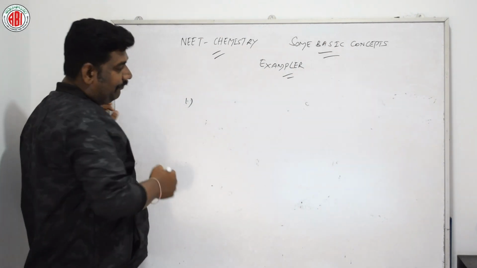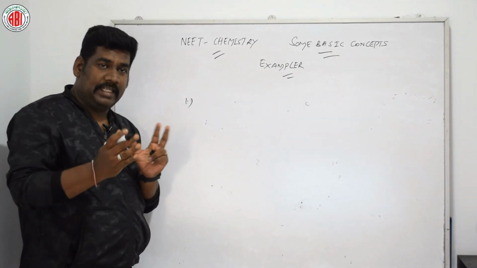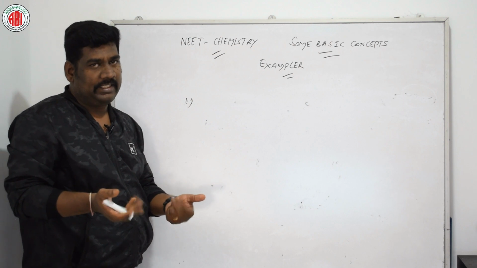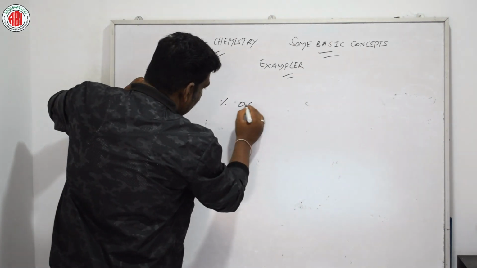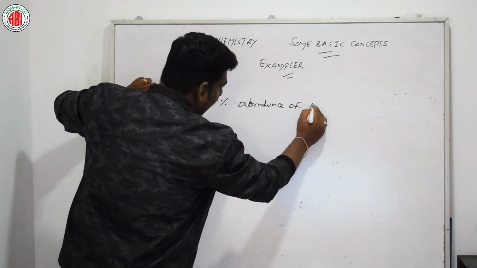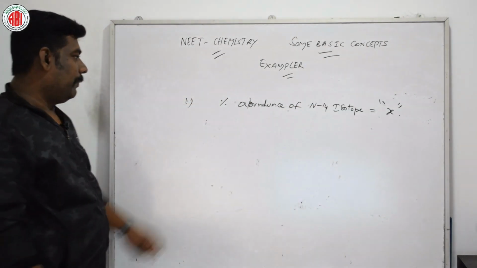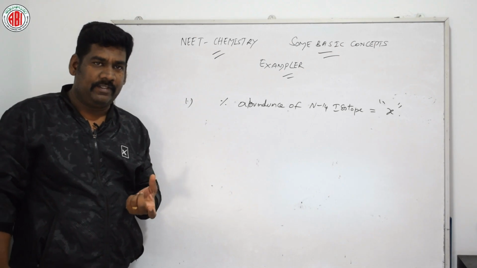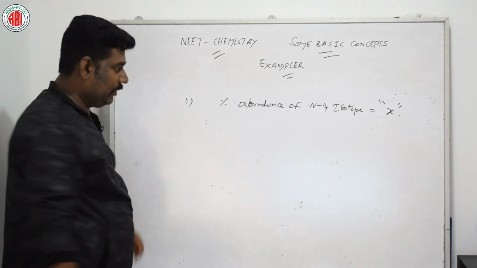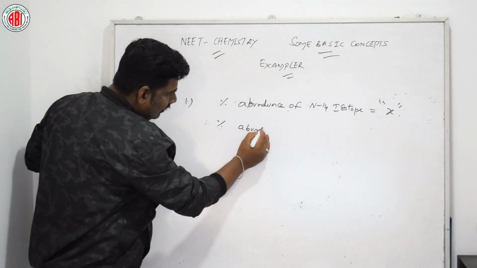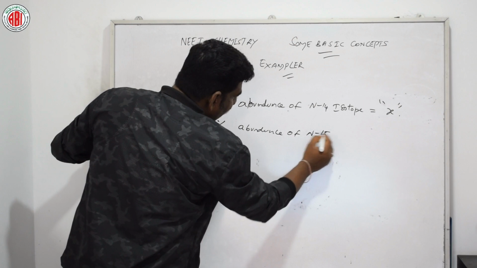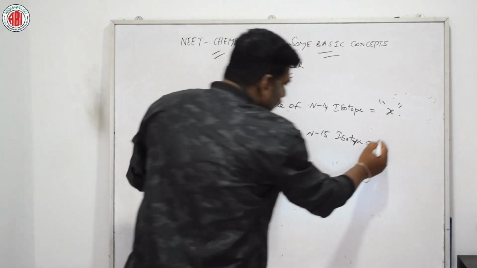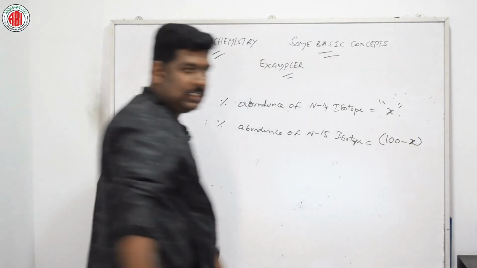For this question, first, the percentage abundance of the nitrogen 14 isotope we don't know, so let it be X. Then the percentage abundance of the nitrogen 15 isotope is 100 minus X.